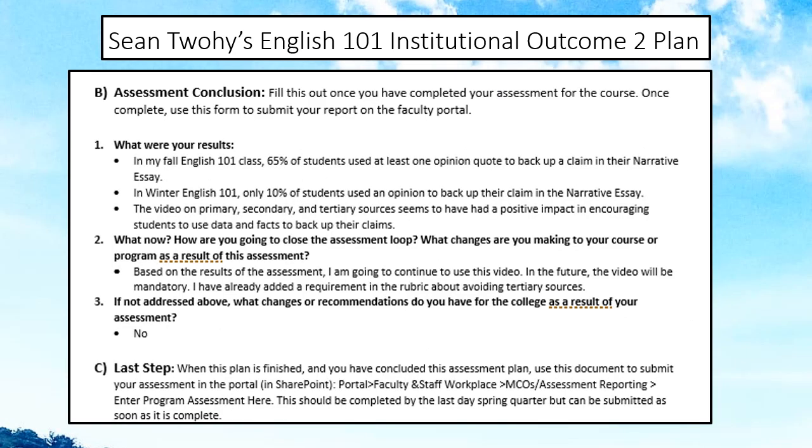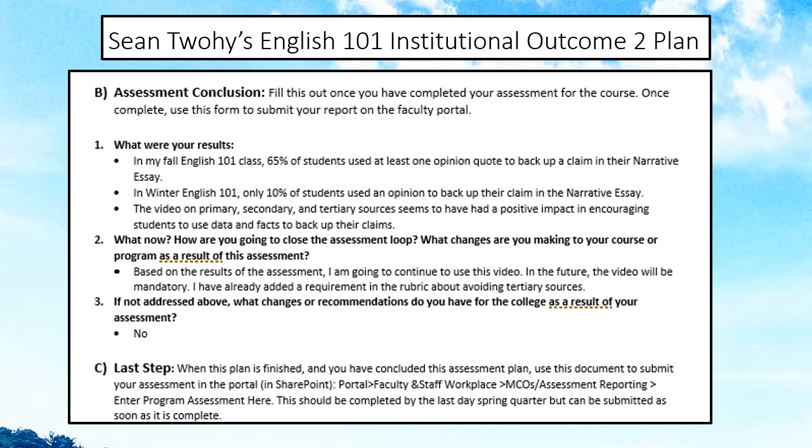So, assessment conclusion. This is what you fill out after you've finished your assessment. So what were my results? In my fall English 101 class, 65% of students used at least one opinion quote to back up a claim in their narrative essay. In winter, only 10% of students used an opinion to back up their claim in the narrative essay. The video on primary, secondary, and tertiary sources seems to have had a positive impact, encouraging students to use data or facts to back up their claims.